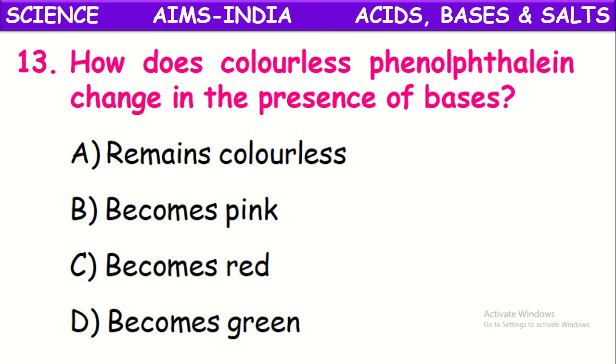On the same phenolphthalein, one more question. How does colorless phenolphthalein change in the presence of bases? We said here it becomes pink. With bases, phenolphthalein shows a color change. That means it turns pink. With acids, it won't show any color change.